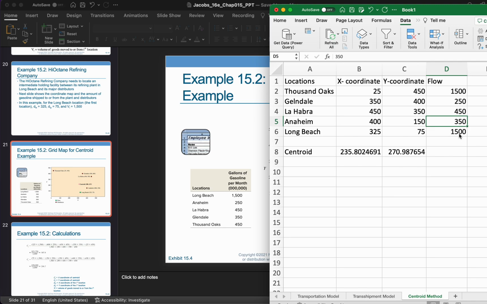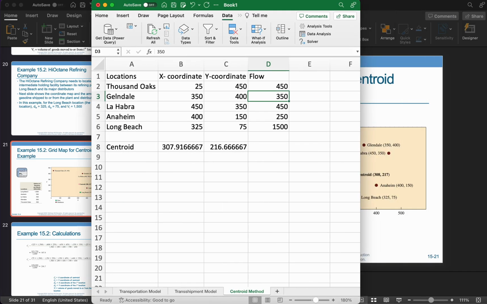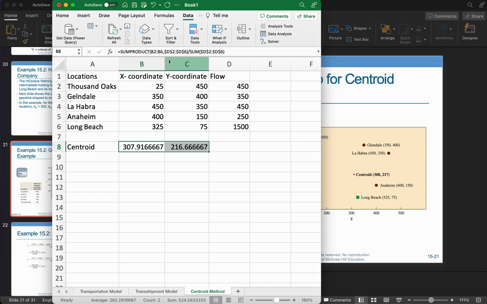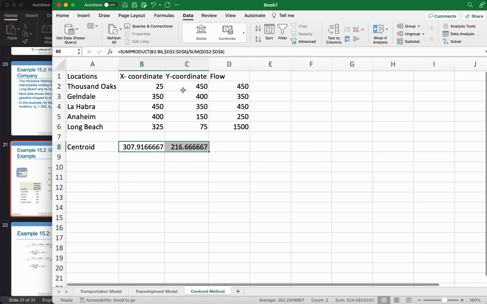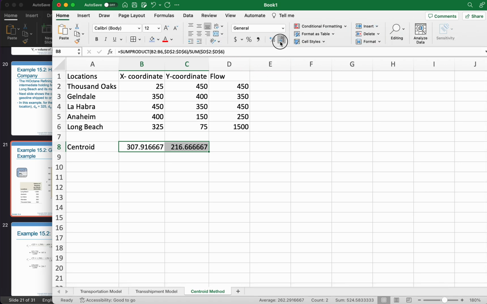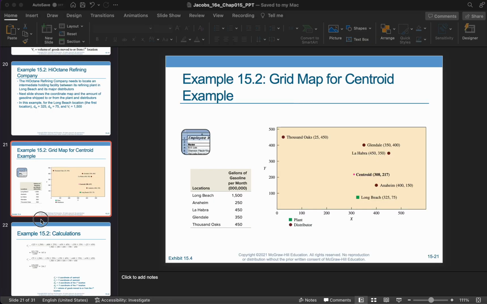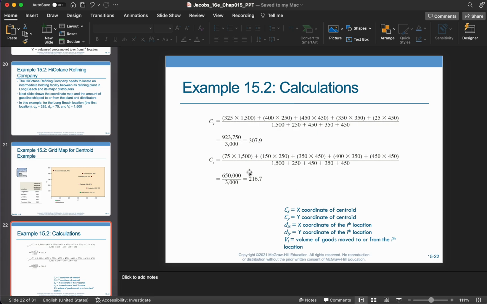Anaheim is 250. Then La Habra is 450, which is right. Glendale is 350, and Thousand Oaks is 450. Now I get 307 and 260, right? So that's what they got. I'm just going to not show the decimal places, or maybe one. I guess that's what they have: 307.9 and 216.7. That's exactly what we have, and that's how you do the calculation.